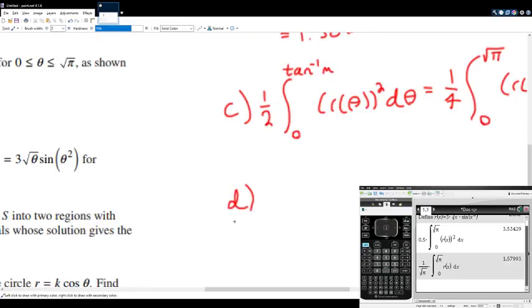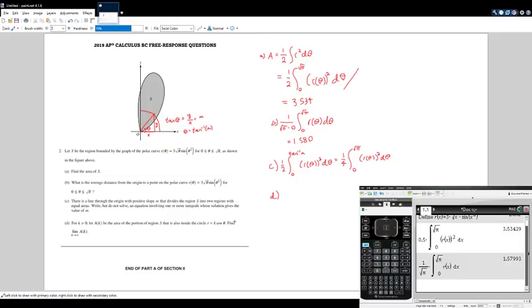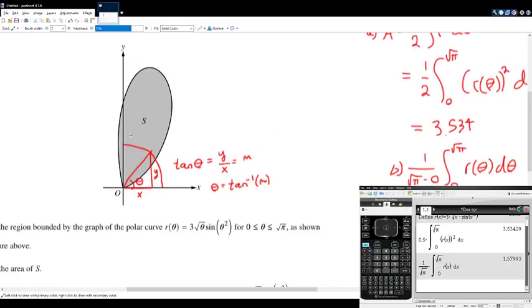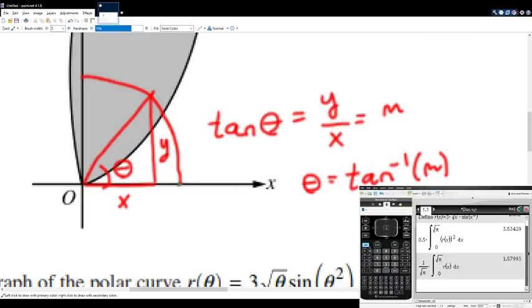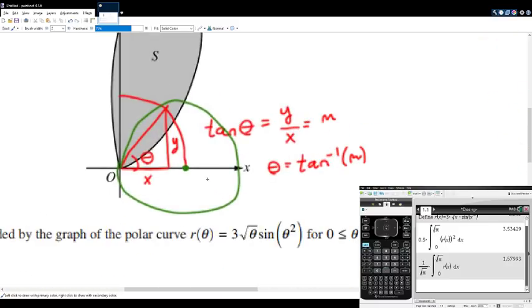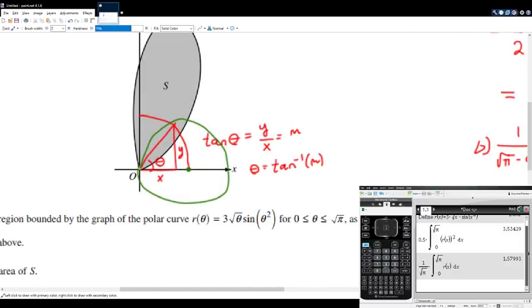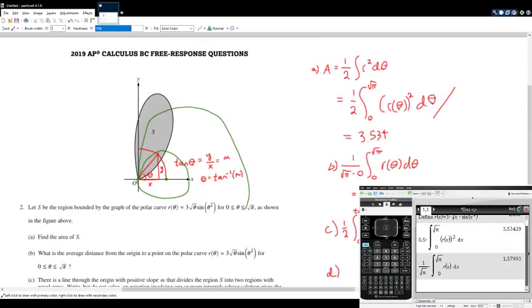Part D says, for k greater than 0, let A of k be the area of the portion of region S that is also inside the circle r equals k cosine theta. Find the limit as k approaches infinity of A of k. So this is a very conceptual question. We're kind of stuck here with the drawing, so I'm going to draw this in a different color. Let's say k is equal to 1. This is going to be this graph right here, an actual circle, not a badly drawn circle. And as k approaches infinity, let's say k is 5, the graph is going to look more like that.